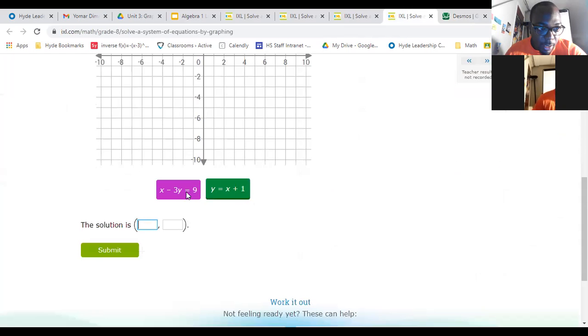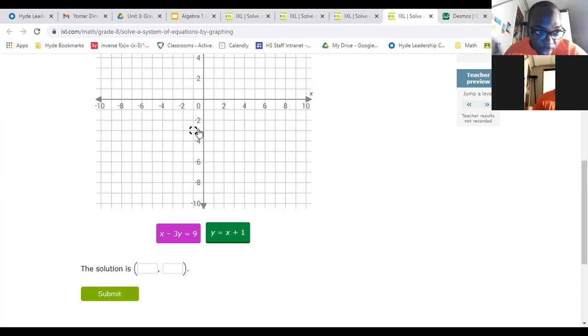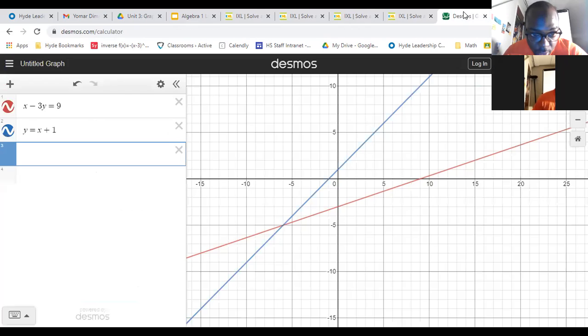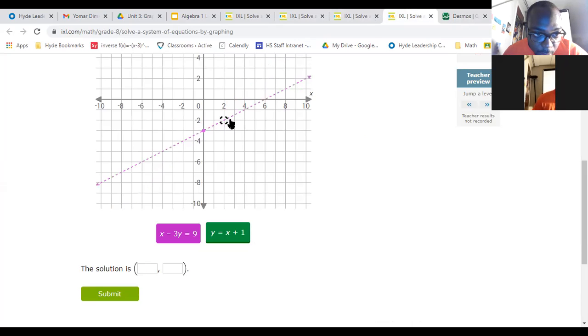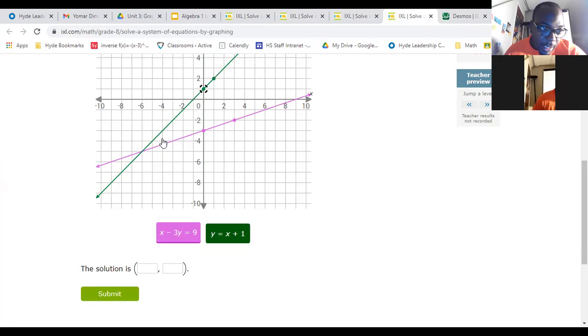So the first one, we click here, and I'm going to click on negative 3, and I think I said up 1 over 3. Yep. So I go up 1 over 3. And then on the second one, I know the y-intercept is going to be 1. All right. And then it's going to be go up 1 over 1. So as you can see, it crosses at this point here.